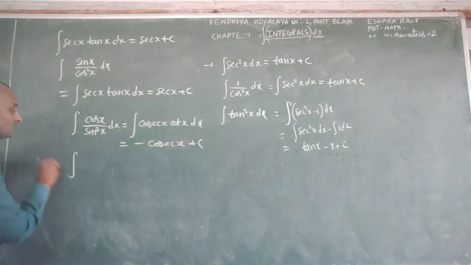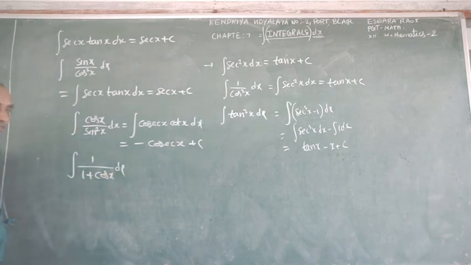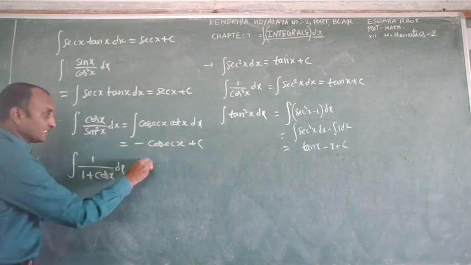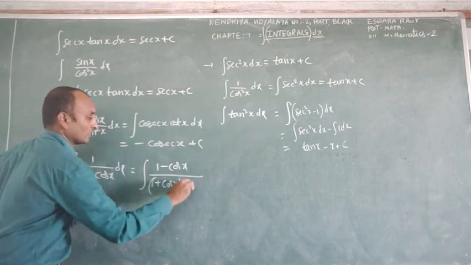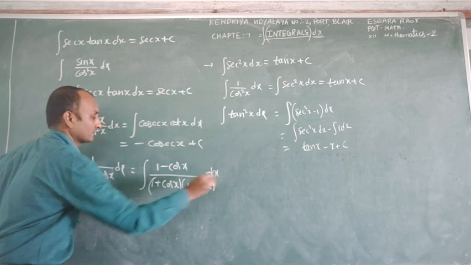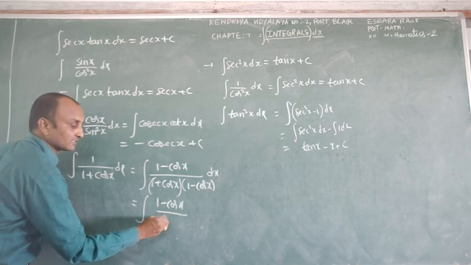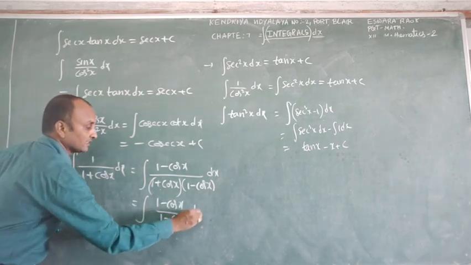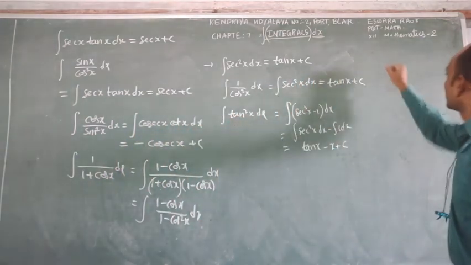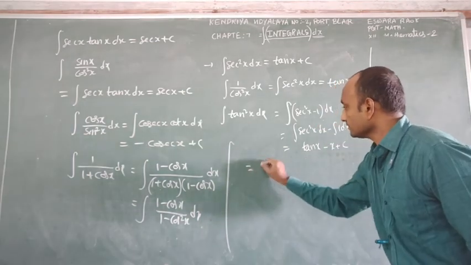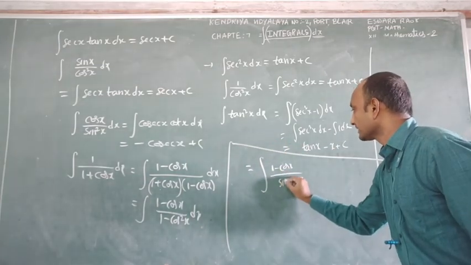Now one more question. Integration of 1 by 1 plus cos x. How to integrate it? You rationalize the denominator. 1 minus cos x by 1 plus cos x into 1 minus cos x into dx. Then you get 1 minus cos x by 1 minus cos square x into dx, and 1 minus cos square x is sin square x.